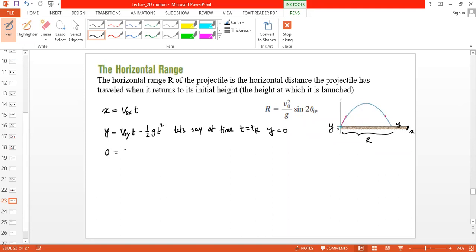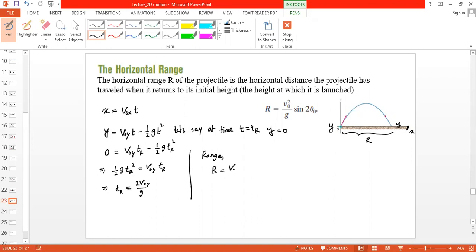Then 0 can be written as 0 equal to v naught y tr minus 1/2 g tr square, and this gives me 1/2 g tr square equal to v naught y tr. That is basically tr equal to 2 v naught y over g. This is the value of tr, and tr is the time during which it travels the horizontal distance R.